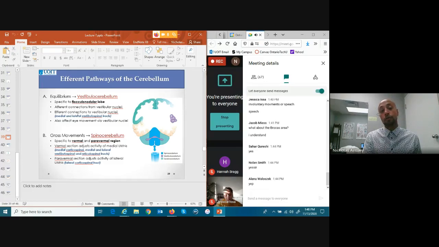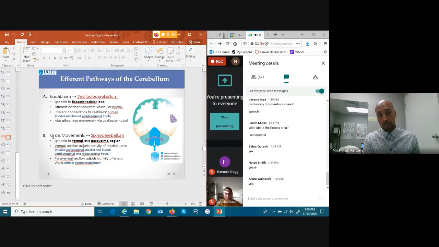The follicular nodular lobe of the cerebellum is associated with those, so we can see how it's coordinated with equilibrium. So equilibrium, coordination of equilibrium, is as a result of this part of the cerebellum. It's called specifically the follicular nodular lobe or the vestibulocerebellum.